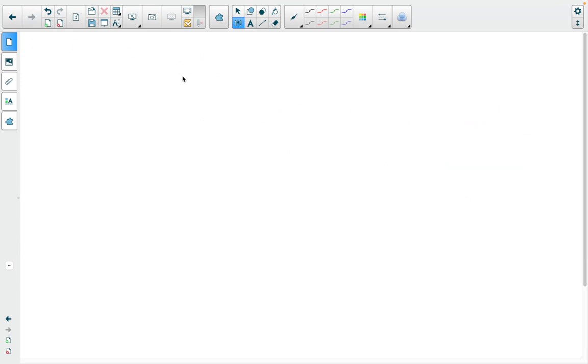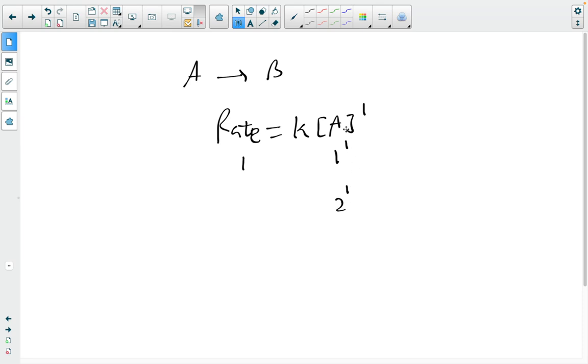Now let's take a look at another scenario where we have A goes to B, and in this case, my rate law or my rate expression looks like this. What will happen here now is my K is obviously constant, but if I were to start with, let's say, 1 mole per liter concentration of this, my rate will be 1, for example. So this would be our standard or a starting point. What I'm going to do now is double the concentration of this reactant. So I went from 1 mole per liter to 2 moles per liter, and here I doubled the concentration.